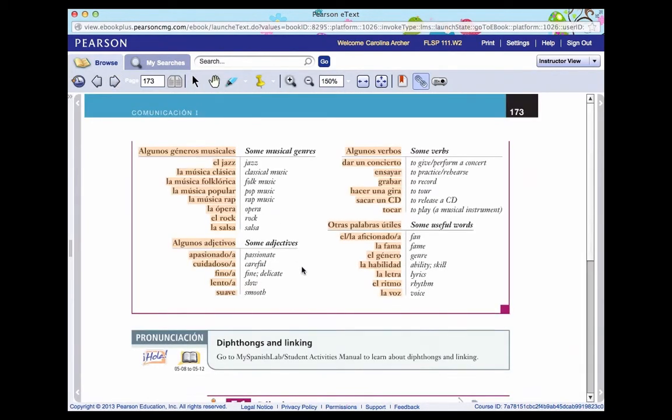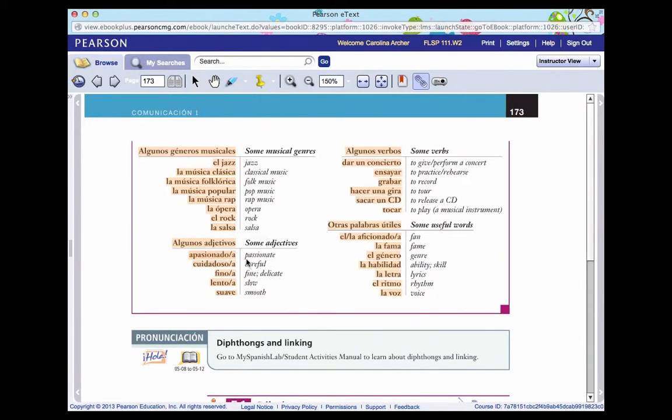And here you have some more vocabulary for different kinds of music. Jazz, el jazz, la música clásica, la música folclórica, la música popular, la música rap, la ópera, el rock, la salsa. So this is very easy because they're all cognates or words that we have borrowed from English. Some adjectives here.